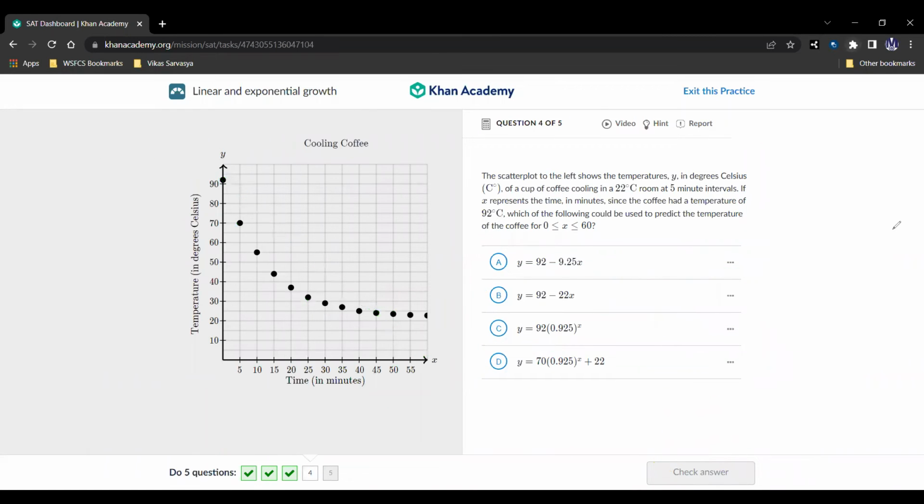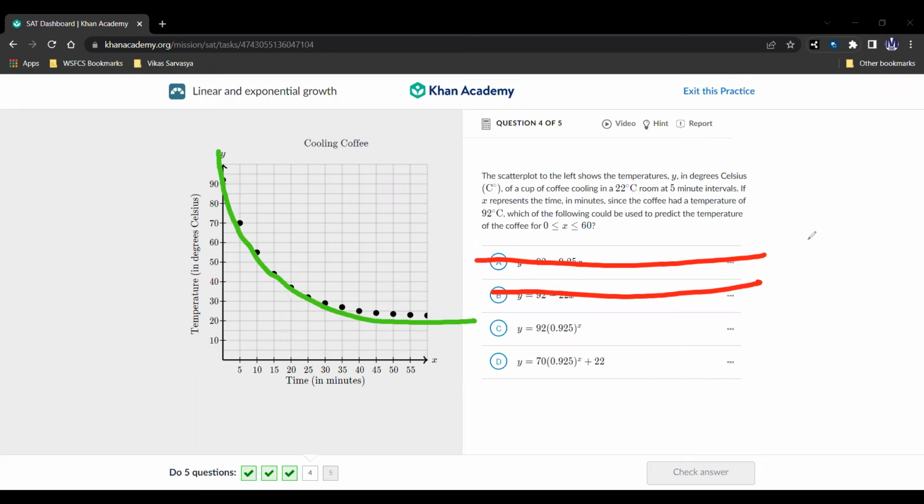All right, next question. And let's see what we can do. So we see this time it's not linear, it's an exponential decay. It's not exponential growth, it's exponential decay. So at x equals 0, we have 92. We start at 92. That seems to be in all of them, but we can cross out the linear growth ones.